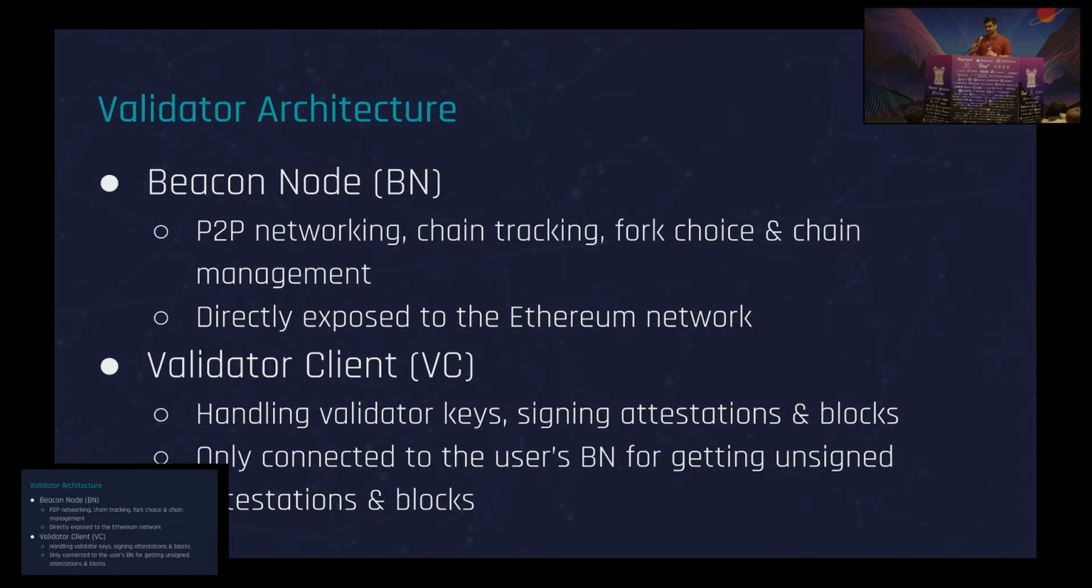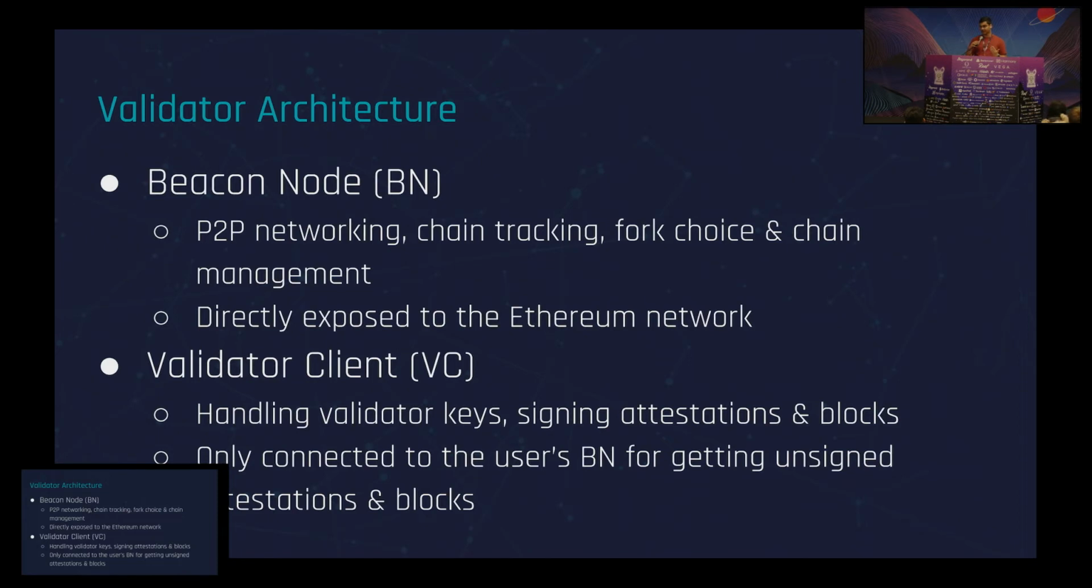So what's the latest and greatest in validator architecture today? You have two pieces of the puzzle. One is the beacon node, the other is the validator client. The beacon node is the outward-facing component. It interacts with the Ethereum P2P layer. So it will produce blocks, gossip blocks, download new blocks, and keep track of what the chain is, and it's generally exposed to the outside world.